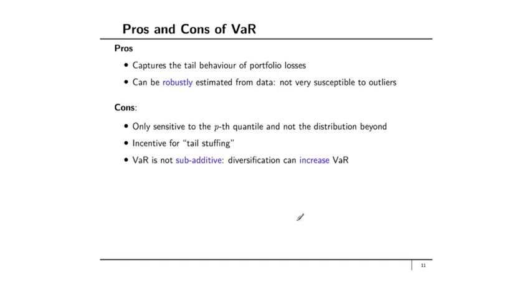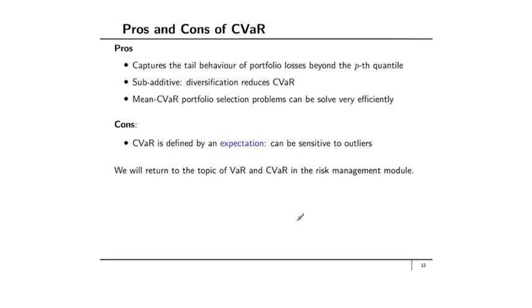I've already pointed out that it's susceptible only to the pth quantile and not the distribution beyond it, and that is one of the bad parts of value at risk. And it creates incentives for something called tail stuffing. The value at risk is not subadditive. Therefore, diversification can sometimes increase the value at risk, which is a problem when we are trying to do asset allocation.